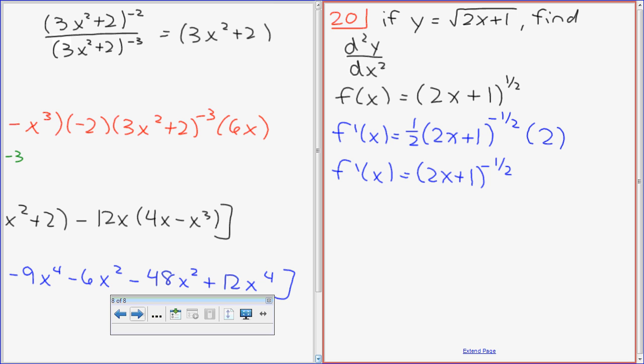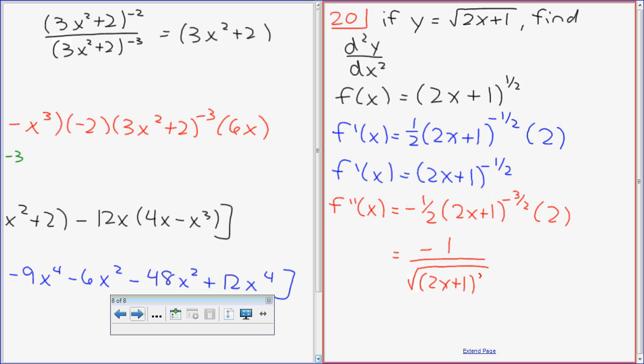Bailey, can you show off your power rule or chain rule skills for me, please? F double prime of x equals negative 1/2 times 2x plus 1 to the negative 3/2. So it equals negative 1 over the square root of 2x plus 1 cubed.